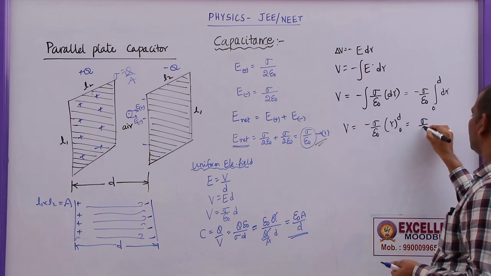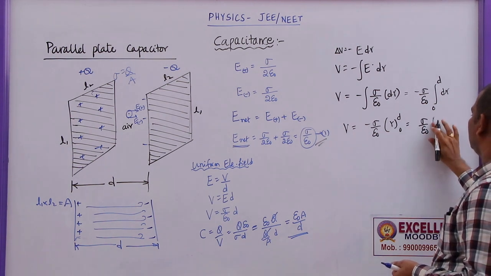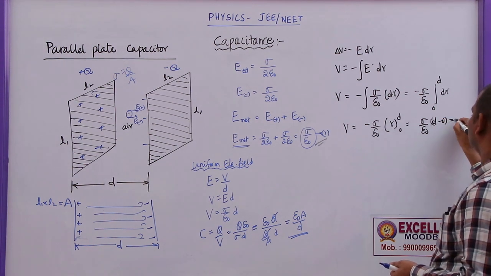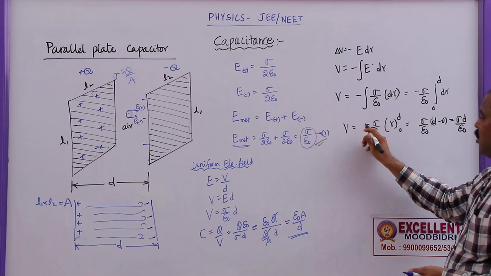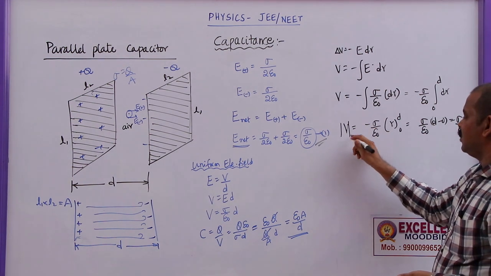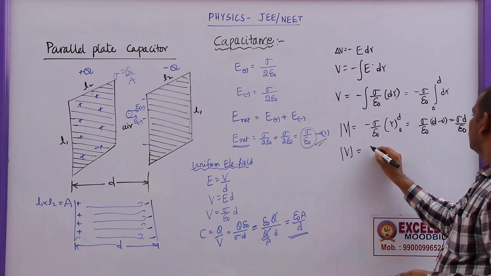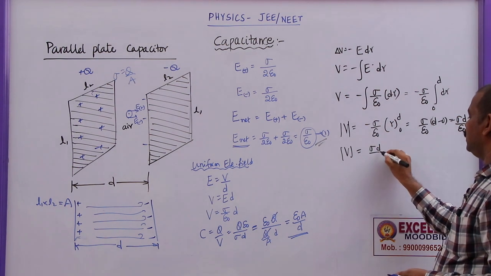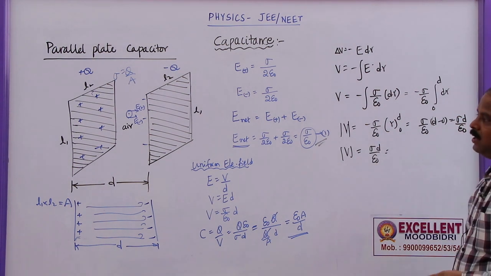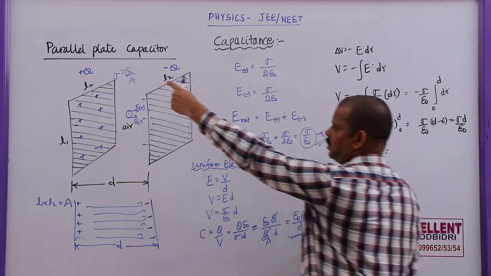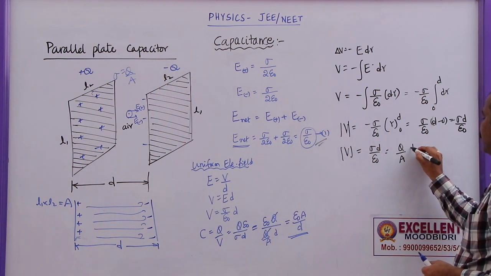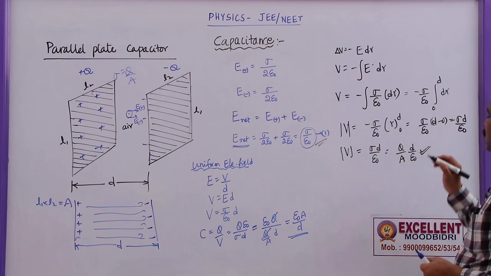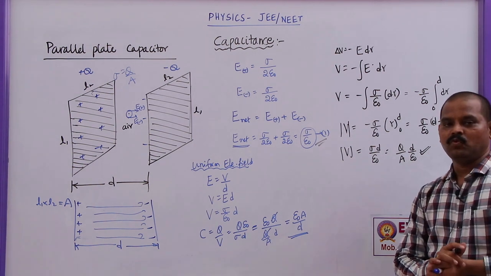So, this will be sigma by epsilon naught times d minus 0, which is given by sigma d by epsilon naught. Here, even though we have a minus sign, you take the magnitude of the potential difference, which is sigma d by epsilon naught. What is sigma? Sigma is equal to q by A. So, this can be written as q by A times d by epsilon naught. This is the potential difference between the two plates.